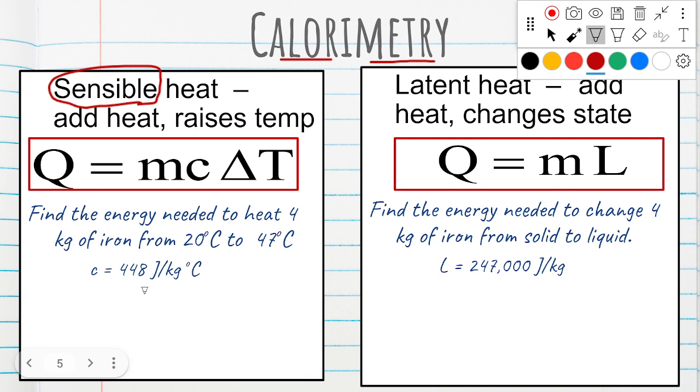Find the energy needed to heat 4 kilograms of iron from 20 degrees to 47 degrees Celsius. If this number C, that's this constant right here, equals 448 joules per kilogram degree Celsius. Every material's got its own number right there, and you'd have to go look it up on a table. If I were to give you some of these problems, I would certainly give you that constant. You don't have to memorize them.